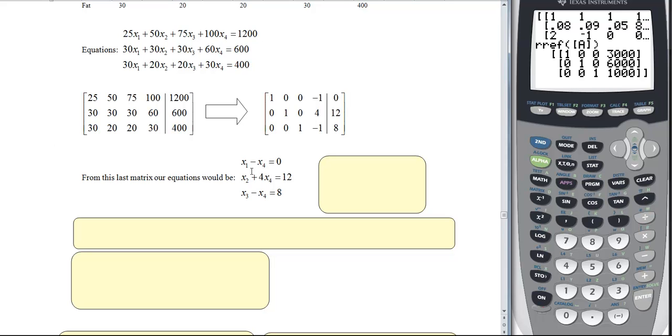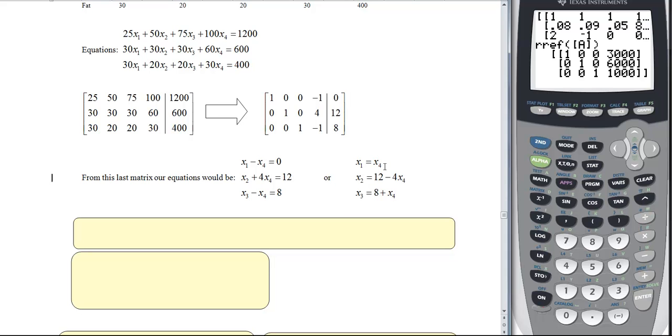Now we need to know what X sub 1, X sub 2, and X sub 3 are, so I'm going to move all of these terms that contain X sub 4 to the right hand side. I'm going to add this one to both sides, subtract this term to both sides, and add that one. And if I do that, it ends up looking like that.